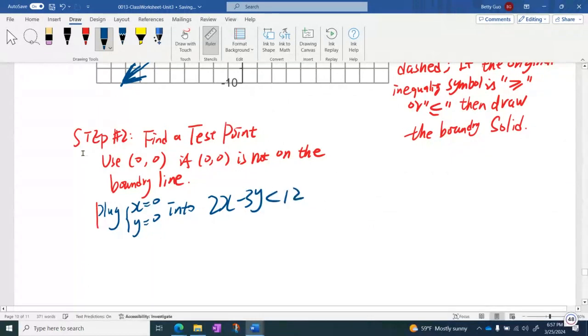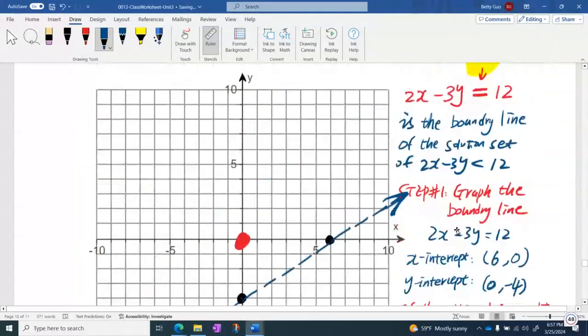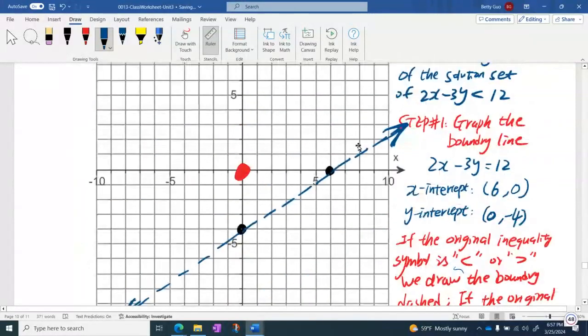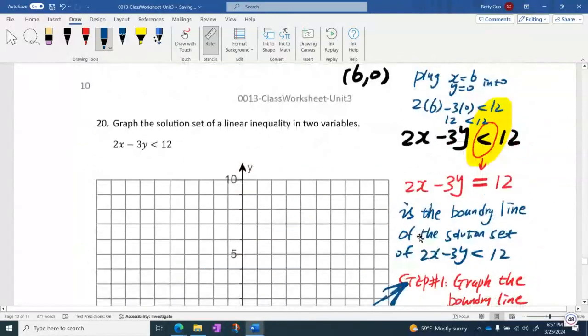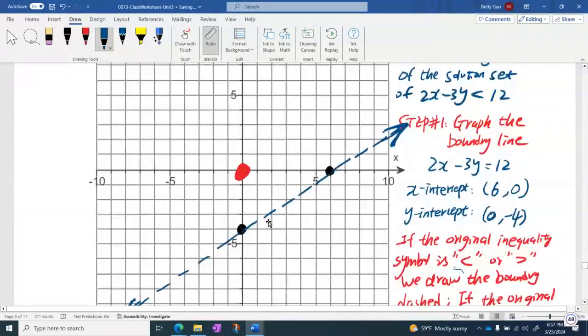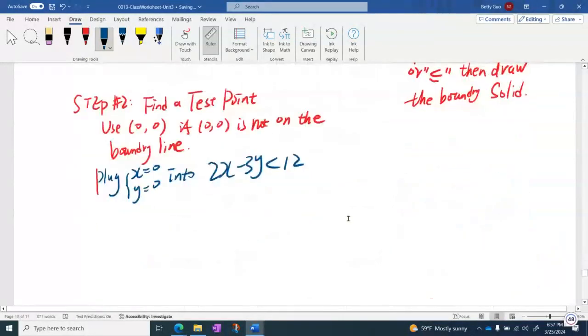By the way, in part 2, in the second step, we do not use the equation anymore. Once we have the boundary line graphed, we're done with the equation. You have to go back to the inequality. We do not use the equation anymore. The second part has nothing to do with the equation. The inequality. So let's plug in x equals 0, y equals 0.